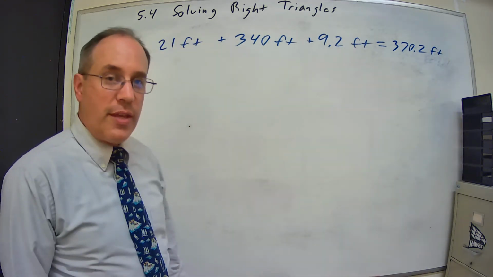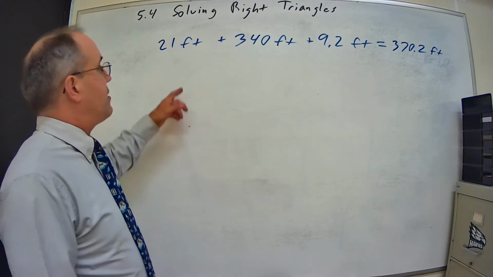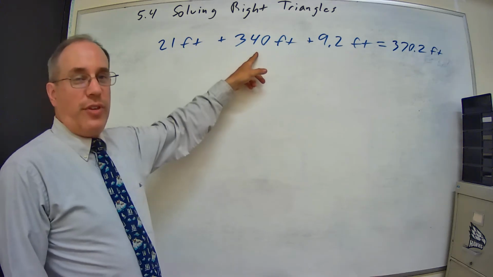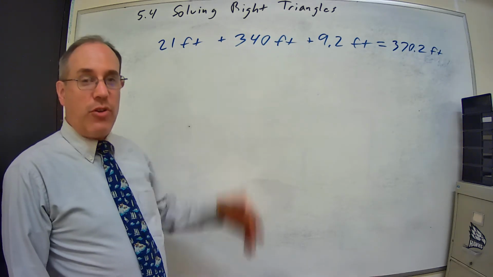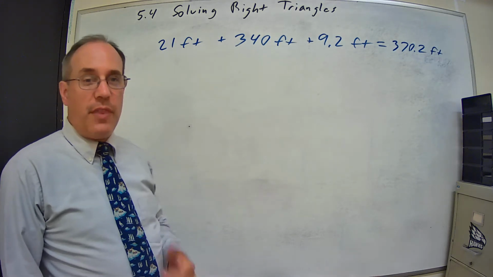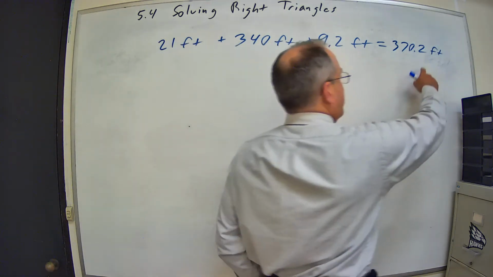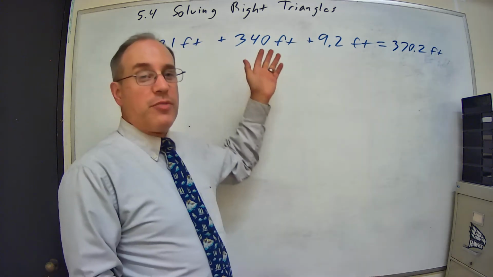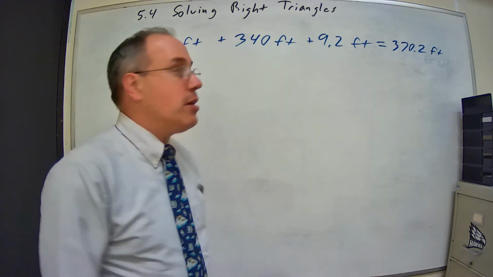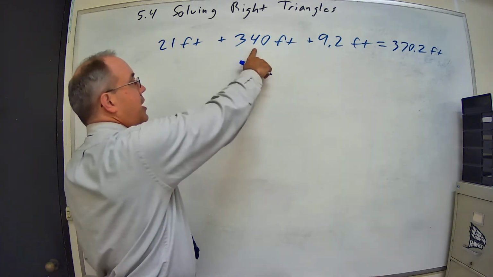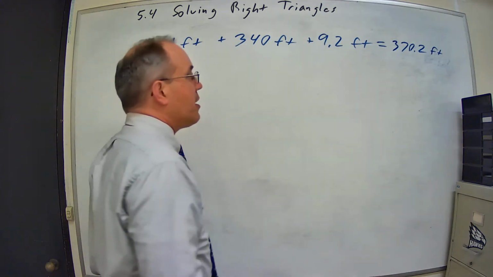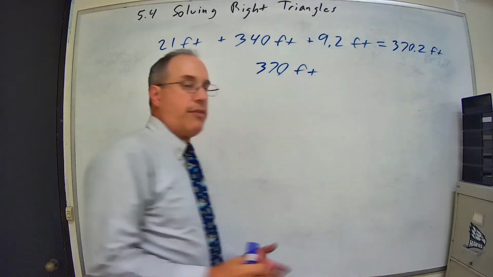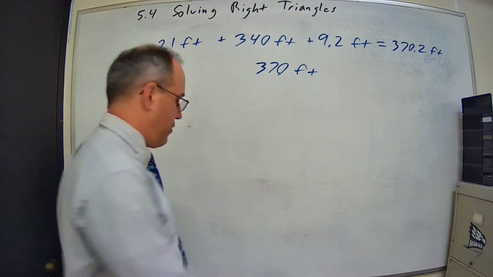But we have a problem with this. And the problem with this is that although this measurement is to the nearest 10th, this one is only to the nearest 10, which means it could be off by as much as 5 feet. If that's the case, does this 0.2 feet really mean anything if one of the measurements could be off by as much as 5 feet? And the answer is no. So we have to look at this and say, well, the least precise measurement was to the nearest 10 feet, so we can only give our answer to the nearest 10 feet. That's the idea of significant digits.